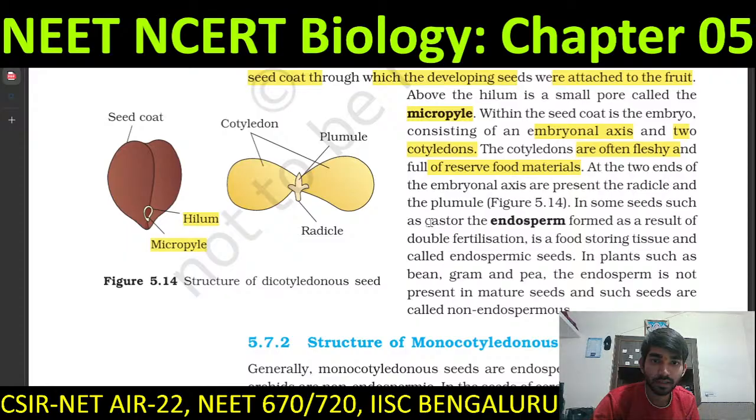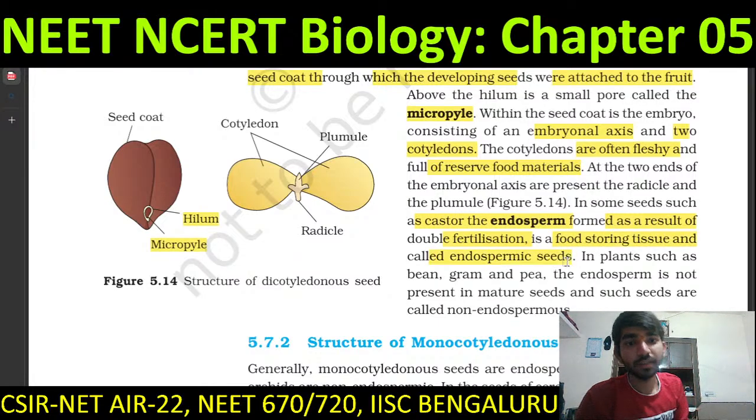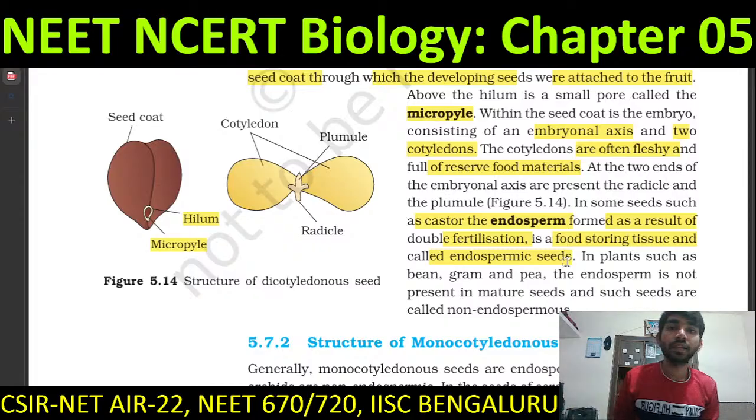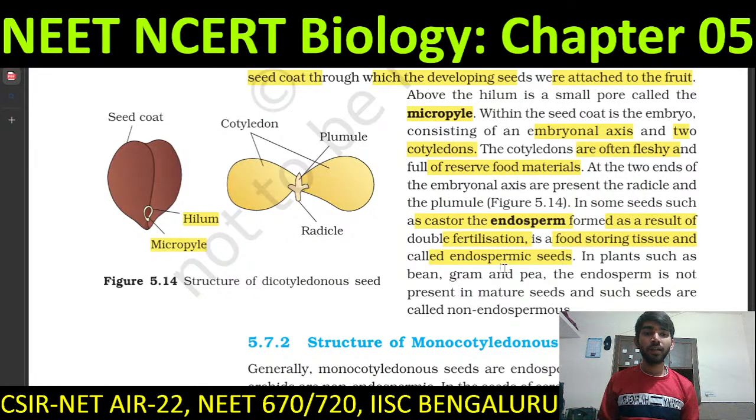In some seeds, such as the castor, the endosperm formed as a result of double fertilization is a food storing tissue and called endospermic seeds. So in castor, the endosperm is still intact, and that is why it is called as the endospermic seed. In plants such as bean, gram, pea, the endosperm is not present in mature seeds. Such seeds are called as non-endospermous.